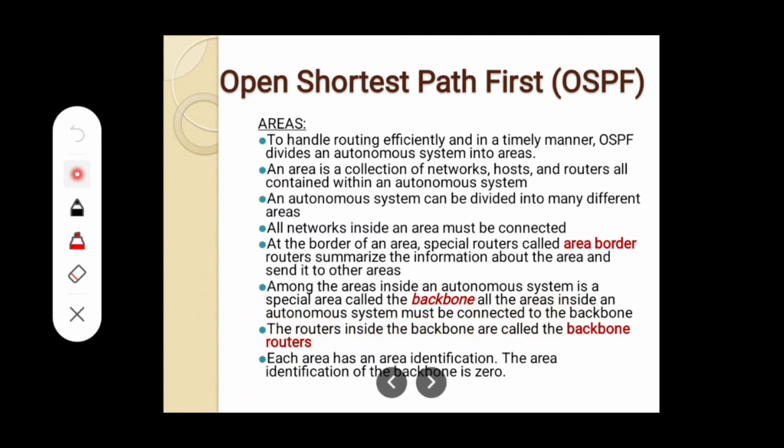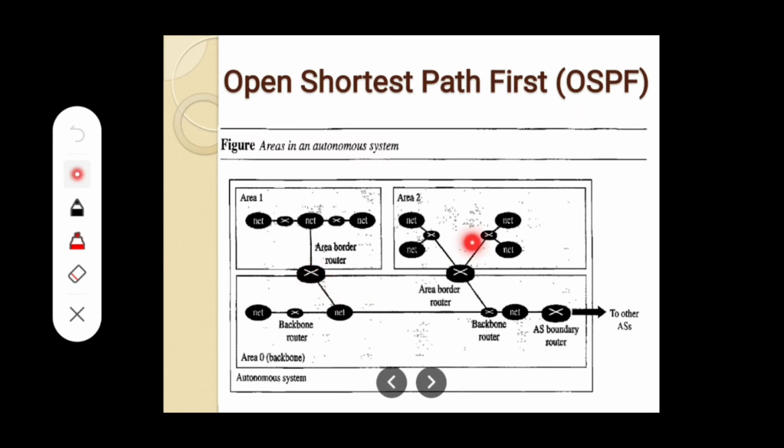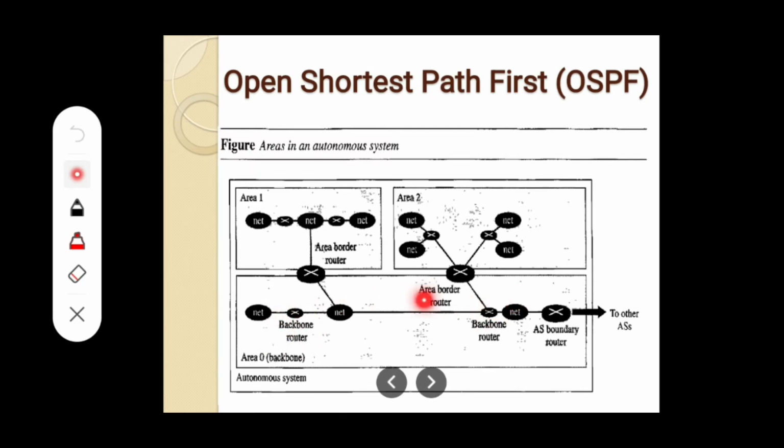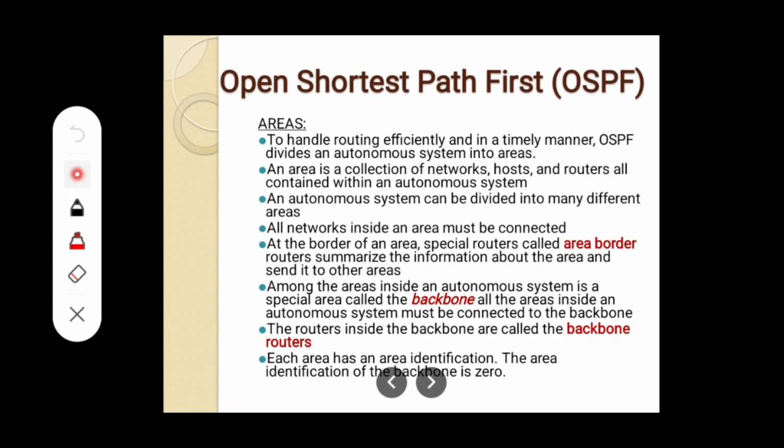So all the areas are connected using, connected through this area 0 backbone. Next, the routers inside the backbone are called backbone routers. The router that is present inside area 0 or the backbone is called a backbone router.